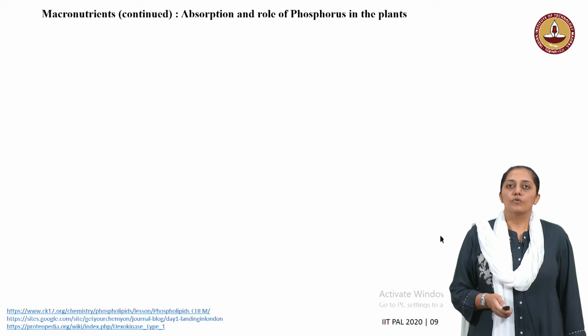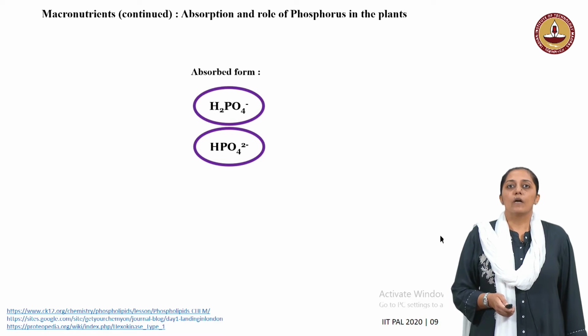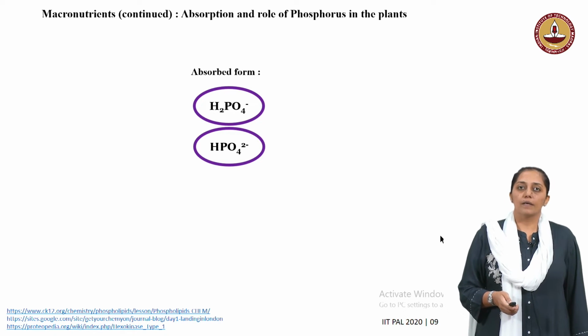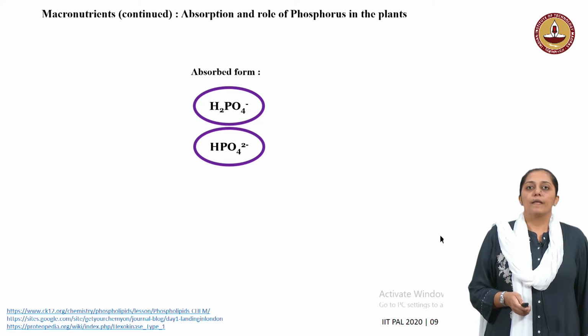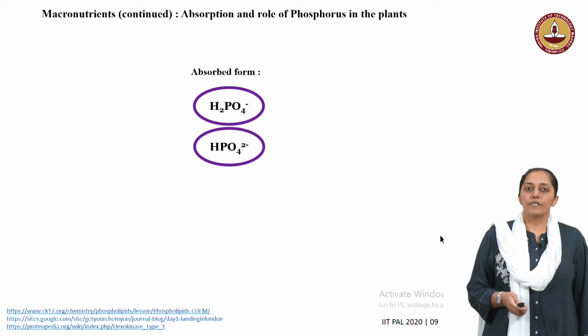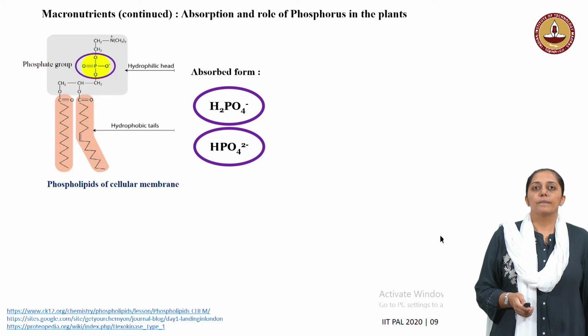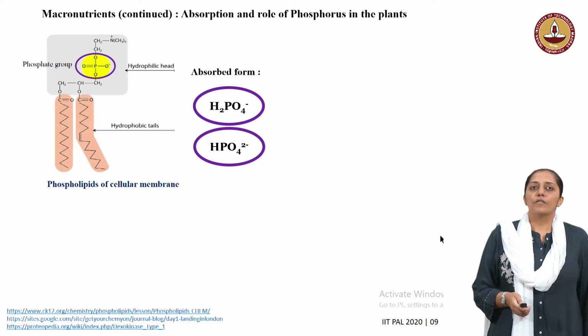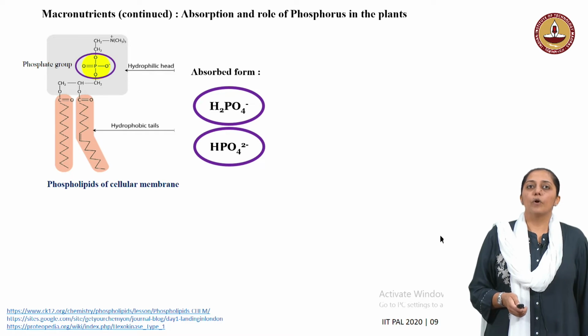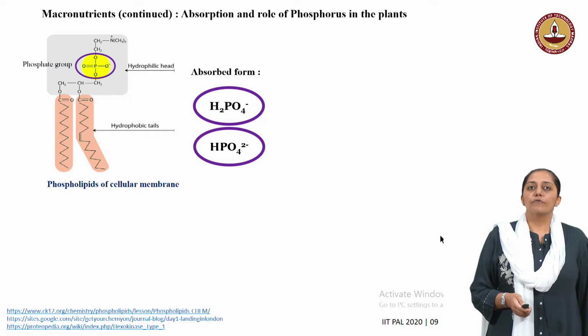Coming to phosphorus. Now, phosphorus is absorbed in the plant in the form of dihydrogen phosphate ion and hydrogen phosphate ion. Phosphorus is included in biomolecules in the form of phosphate groups, like the structure of phospholipids shown here in the cellular membranes. If you see, the phosphate group has been circled in purple here.